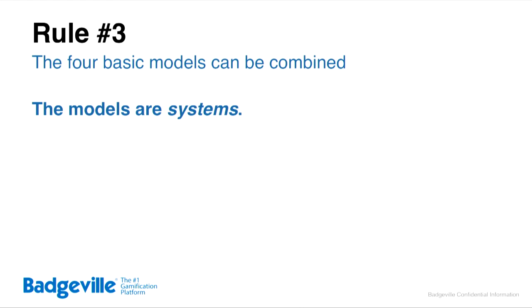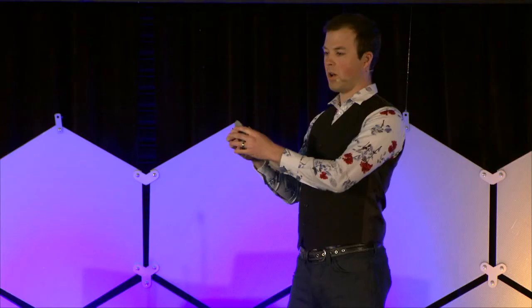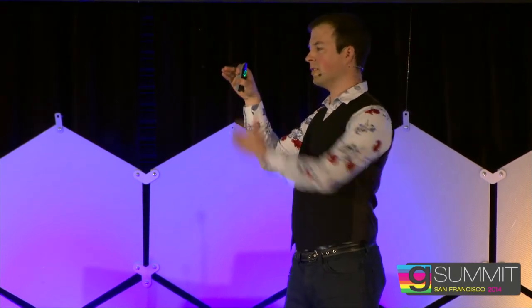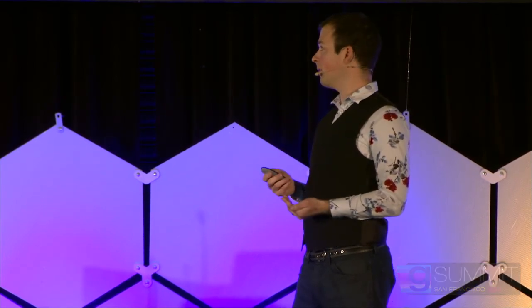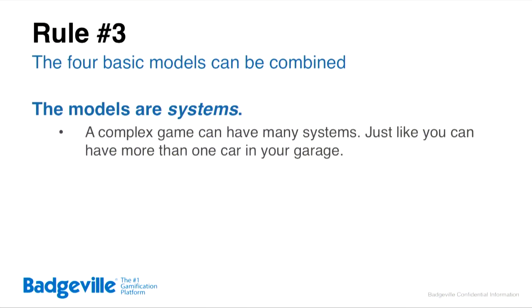It's just important to recognize the complete unit of one of these models, because it's got its own motivations and its own rewards. And when you put them together, you still have these motivations leading to rewards. You're just starting to confuse things by mixing them together, which is not necessarily a bad thing. Just like you can have multiple cars in your garage, you can have multiple systems underneath your overall system.